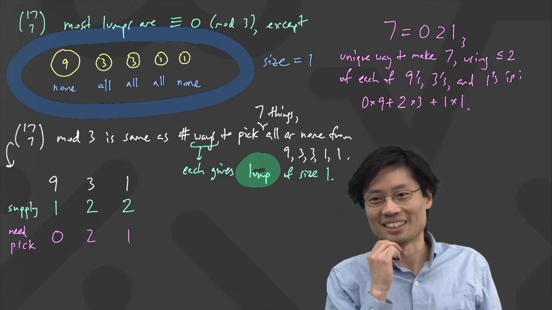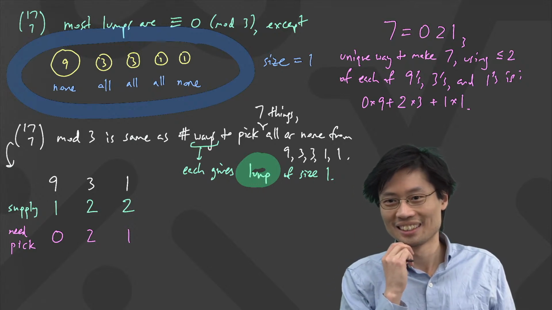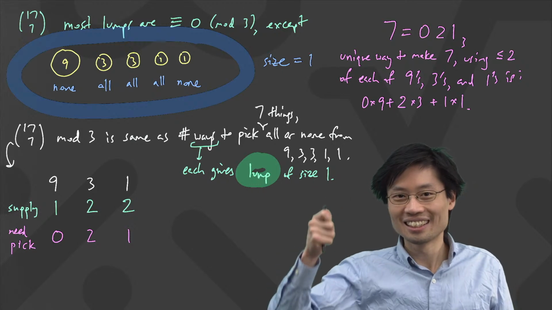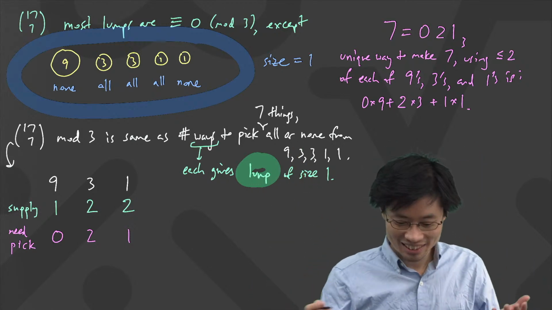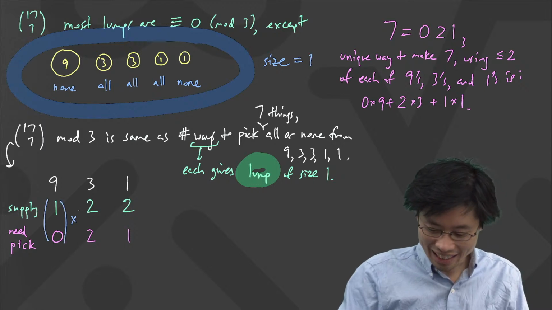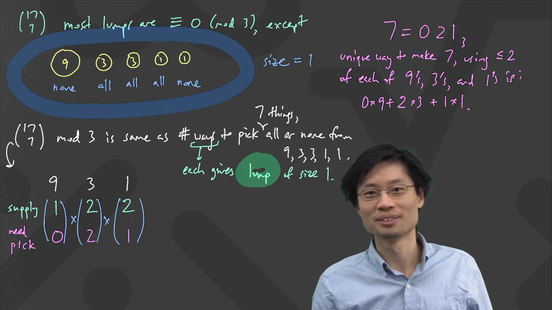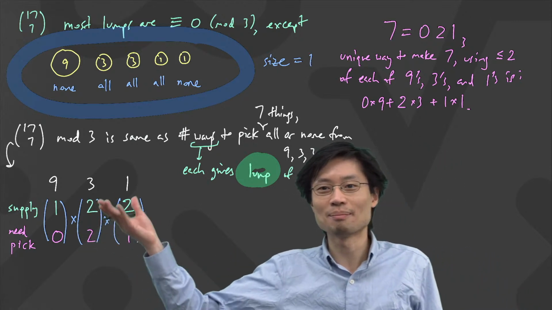What's going on? Jack Liu, did you want to ask a question or say something? I was going to make a similar point about the supply of 9s, 3s, and 1s, because that's a supply we're picking from. That's a choose. That's why it works. Bam. We're done. That's the proof. Because I have to pick that many from the supply.